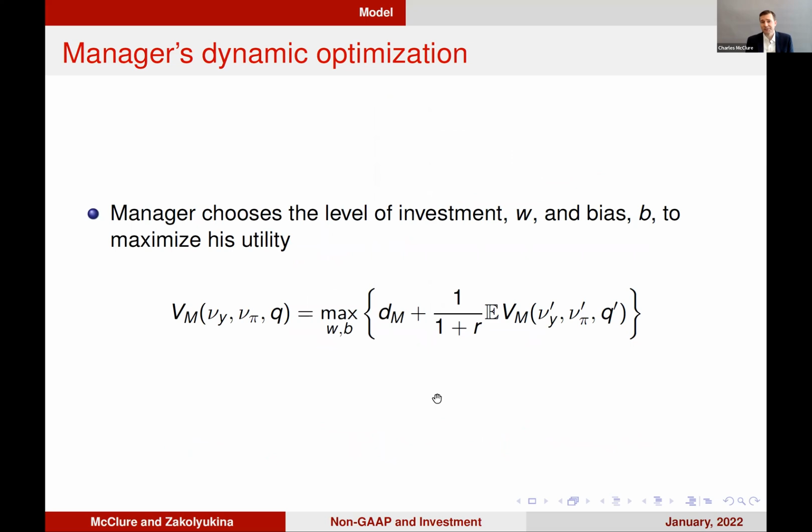So this is going to be the manager's objective function. This is actually what the manager is trying to solve. He's forward-looking in the sense that he's going to choose a level of W and B, investment W and bias B, to maximize his utility, which is the sum of the discounted current period payoffs that he's going to receive. So this is the Bellman equation that he solves.